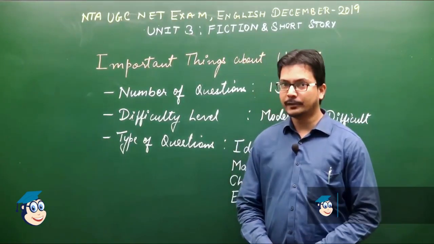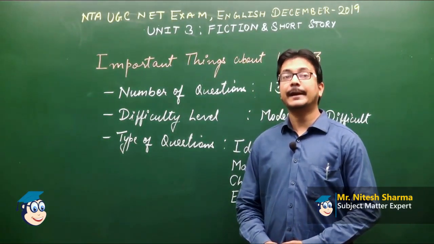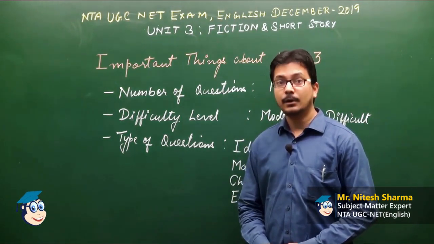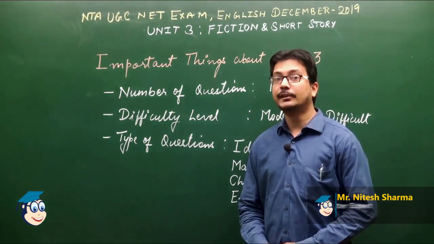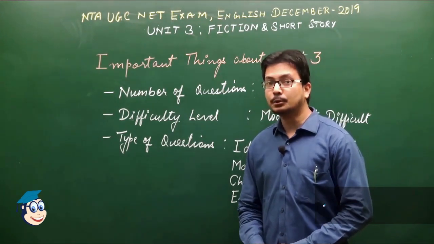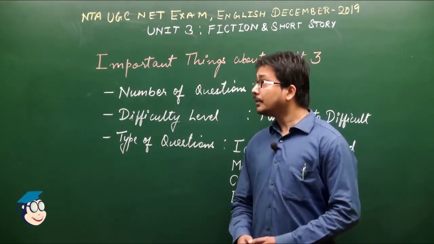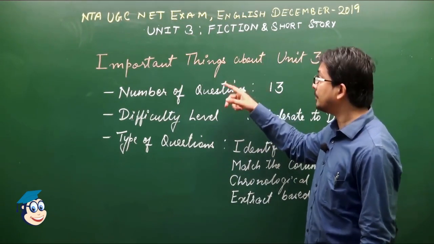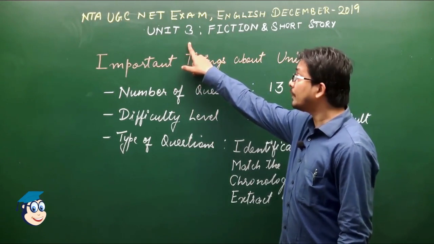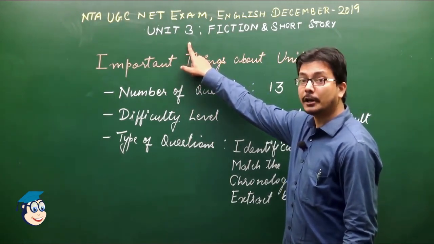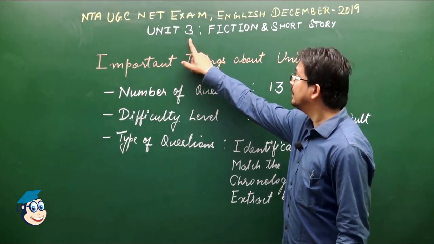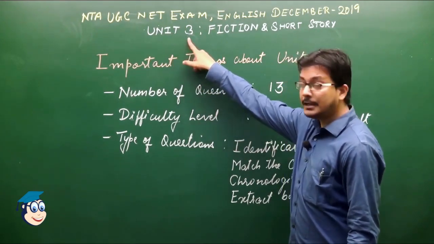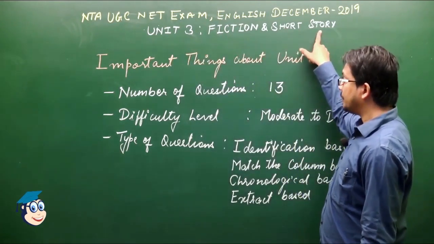Hello students, in today's class we are going to talk about the detailed and explained solutions of our very recent previous year exam of NTA UGC-NET exam English December 2019. For the better understanding of the solutions and the whole arrangement of the question paper, I have divided the whole question paper into 10 different units according to the very recent syllabus. In this class, we are going to talk about Unit 3, Fiction and Short Story.